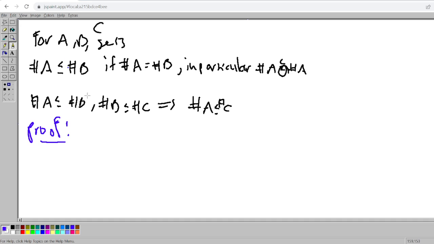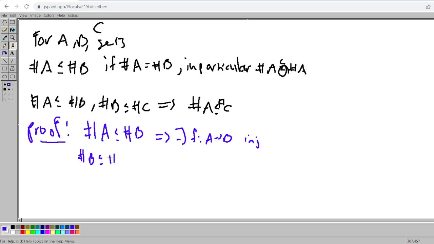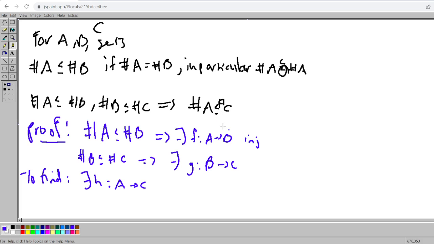So basically, we have A is less than or equal to B, which implies there's an injective F from A to B. And then we have the cardinality of B is less than or equal to the cardinality of C, which implies there's an injective G from B to C. And now we need to find that there exists an injective H from A to C, which would be sufficient grounds to show that.